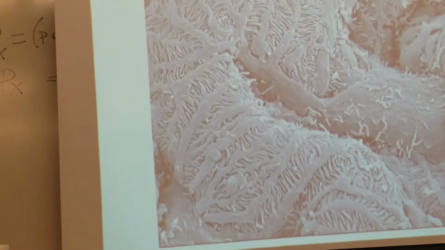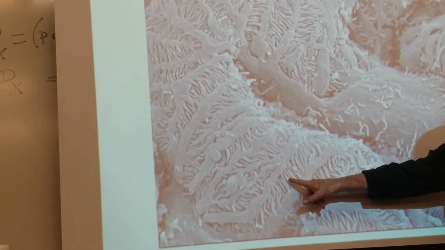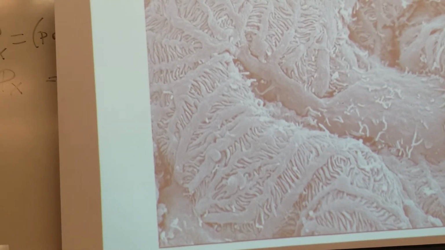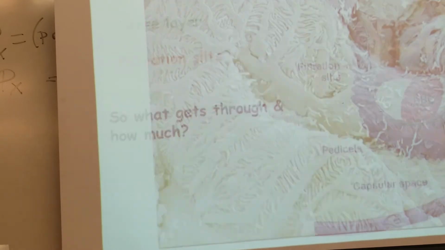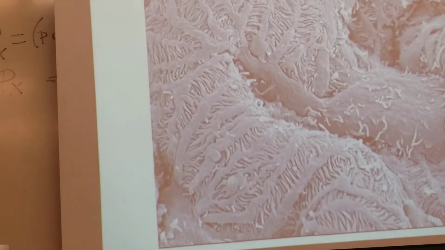This is an electron microscopy image with some bacteria, but you can actually see the pedicles and then the little teeny filtration slits in the arms of the various podocytes that are in there. And that's where we're going to stop. All right, so we'll do the rest on Wednesday.